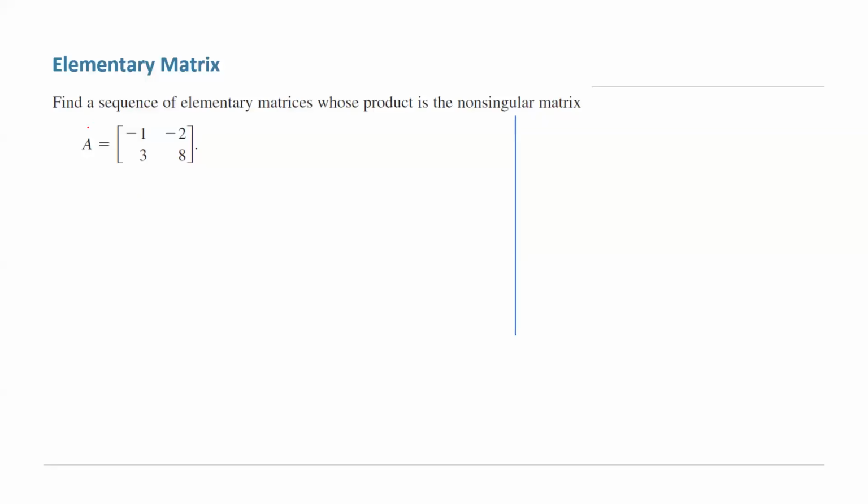In this question, we're looking for a sequence of elementary matrices whose product is a non-singular matrix A. Let us begin. Remember that our goal is to make the pivot 1 and everything below it equal to 0. So the elementary row operation is multiplying the first row by -1 and substituting that for the first row. As you can see, the first row becomes 1 and 2.